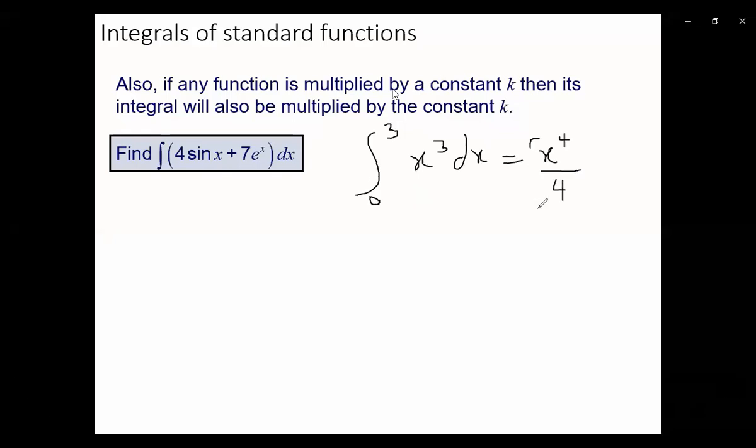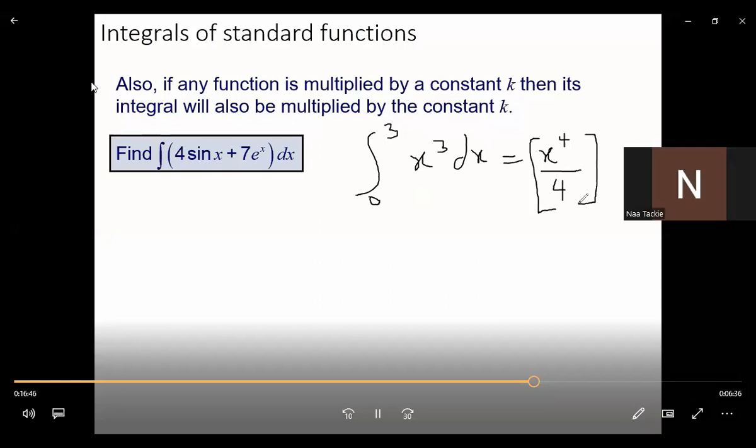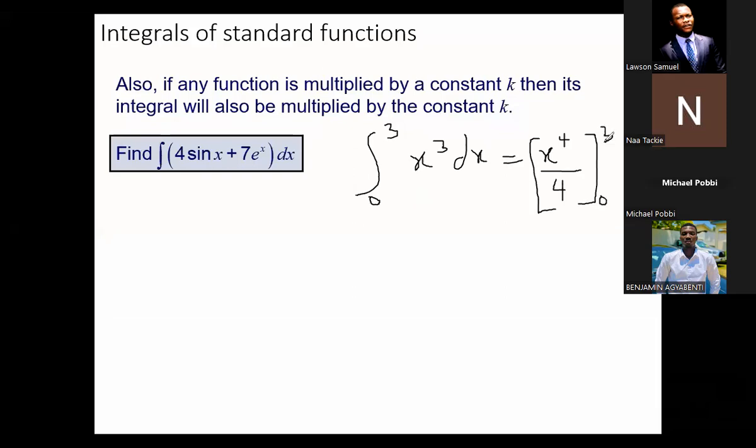But in this case, because you'll be putting in the limits, the lower limit and the upper limit, into the function, you don't need the constant of integration. So how do we put the limit in? The bigger value or the upper value will be substituted where you see x. So that will be 3 raised to the power 4, divided by 4.